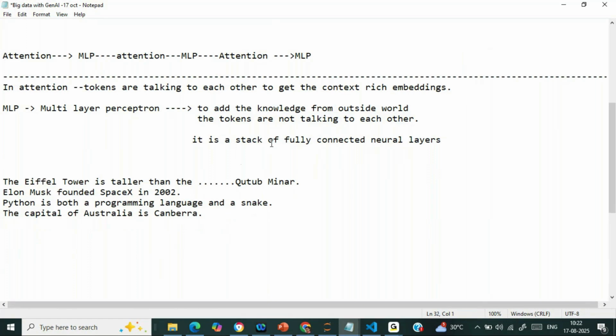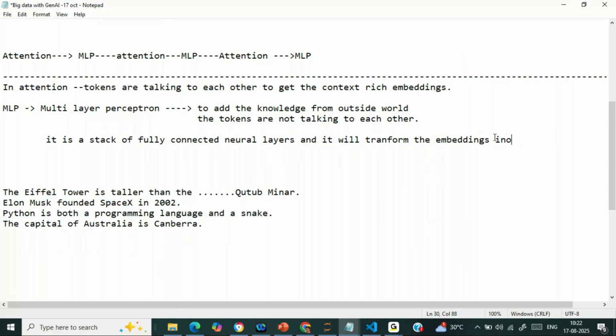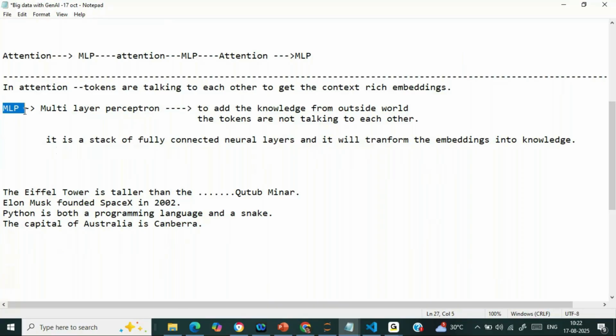So it is a stack of fully connected neural layers, and that will transform the embeddings into knowledge. It will transform the embeddings into knowledge. So that is the usage of MLP.